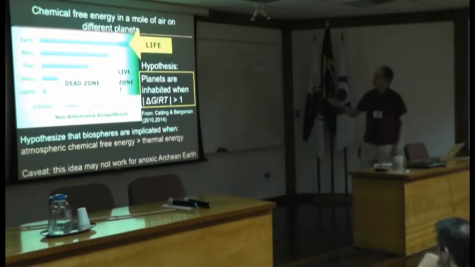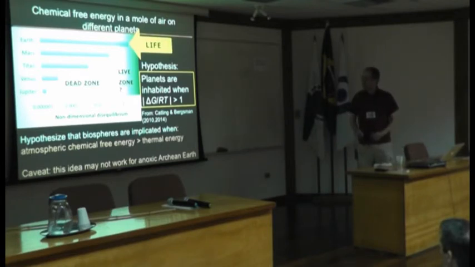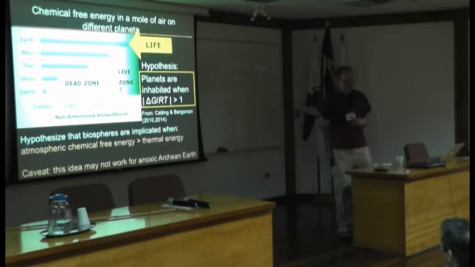But the Earth is unusual because its atmospheric chemical free energy is much bigger than its thermal energy. And it's the only one in our solar system that's like that. Now it's like that largely because there's a lot of oxygen. And I want to try to do this calculation for the Archean Earth, and it may not work so well. The Earth is going to drop down somewhere. Maybe this is no longer satisfied. But at least for a modern oxygenic Earth, it stands out.